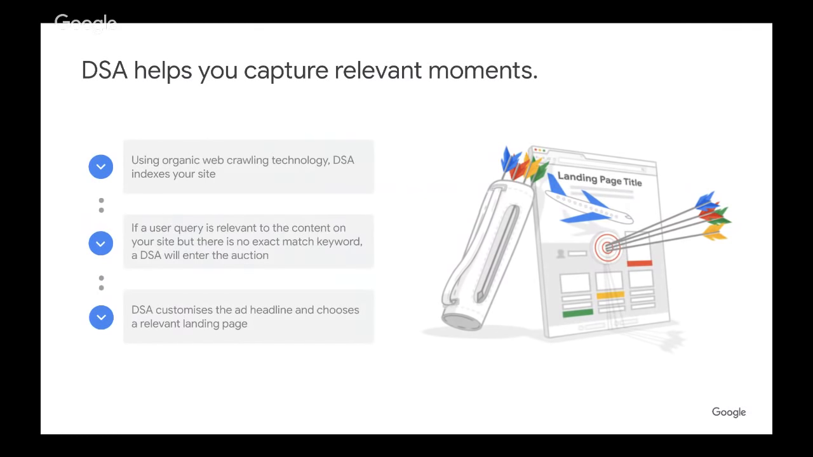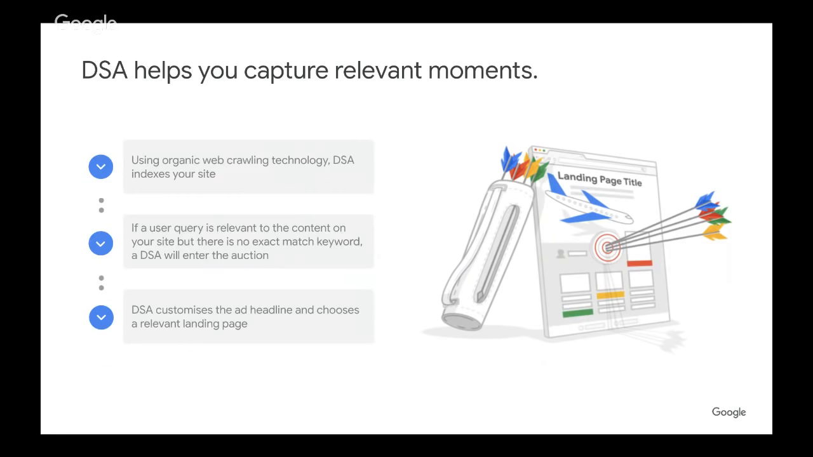So DSA helps for you to capture relevant moments. It's actually using the organic crawling technology. So it goes over your website and looks for specific keywords that match the search query, and it will allow your ad to be shown. Some people say, but I'll actually get to that later, on the exact match keyword. If you use a query is relevant to the content on your site, but there is no exact match keyword, the DSA will enter the auction. But if there's an exact match keyword, it will automatically withdraw from that specific particular auction.